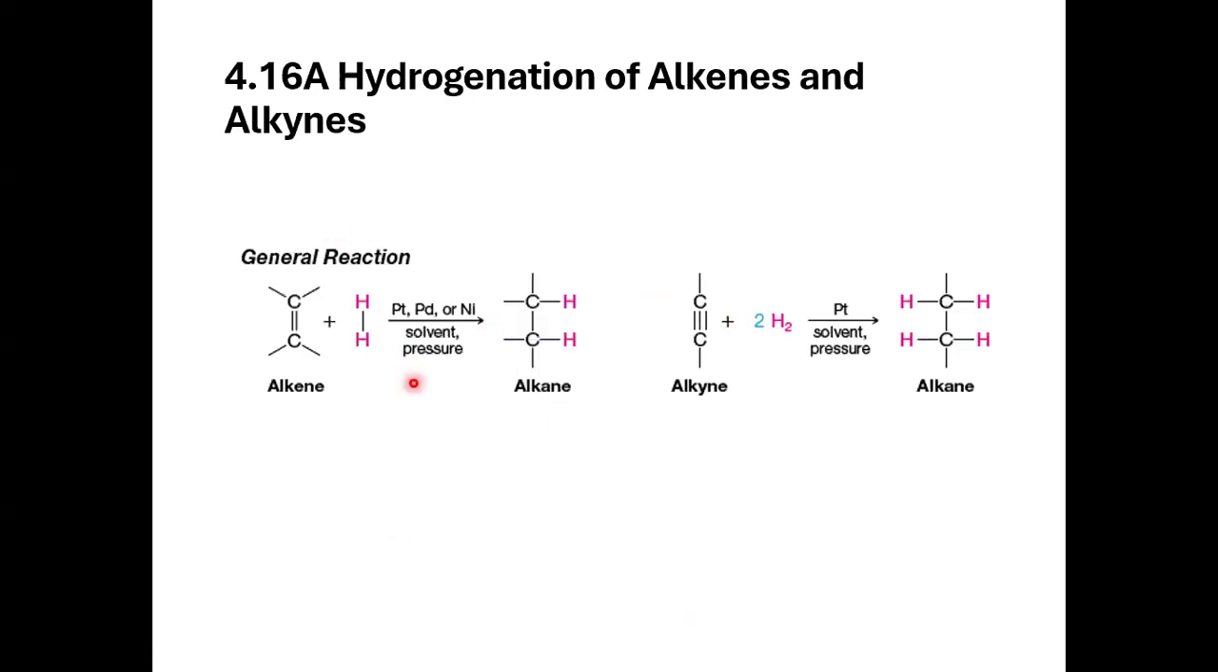So what is the general equation for the conversion to alkanes? You usually start with an alkene. You have a double bond, in the presence of hydrogen gas, H2, in the presence of a catalyst, platinum, palladium, or nickel, in a solvent and at very high pressure. Then you can add the hydrogen to the double bond, eliminate the double bond, and you get your alkane.